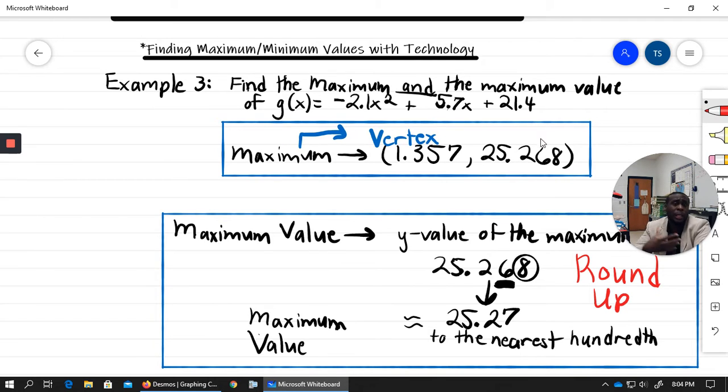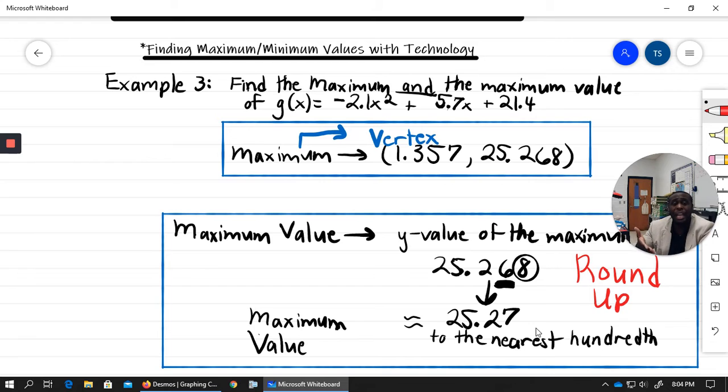And then, folks, I'm asking you to find the maximum and to find the maximum value. But on Delta Math, they'll only ask you to find the maximum value. And remember, folks, the maximum value is going to be the y value of the maximum. So once you've identified the maximum, to find the maximum value, all you got to do is state what the y value of that maximum is. Okay? That shouldn't be hard.